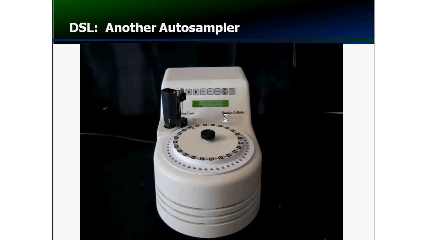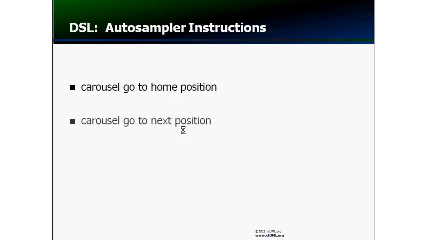Here's another model of an autosampler where you can see the carousel with very tiny holes used for small test tubes, and the sampling needle here, which moves up and down and goes into the test tubes. The autosampler can be viewed as a set of sensors and actuators with some primitive commands.